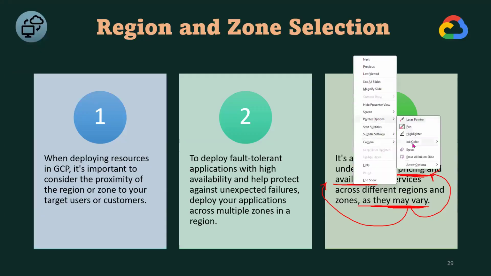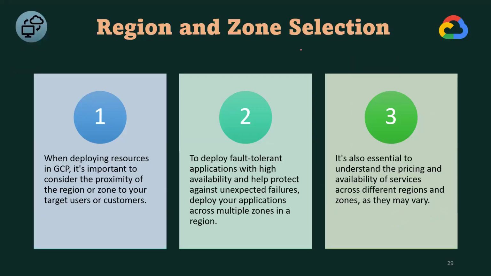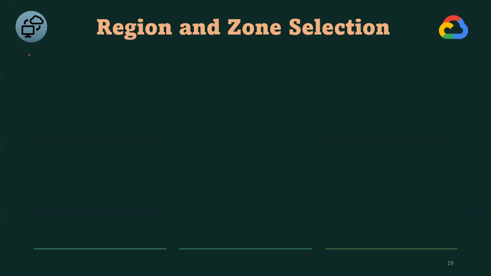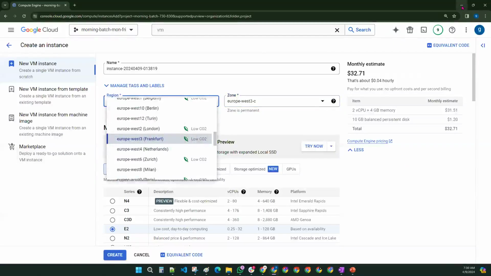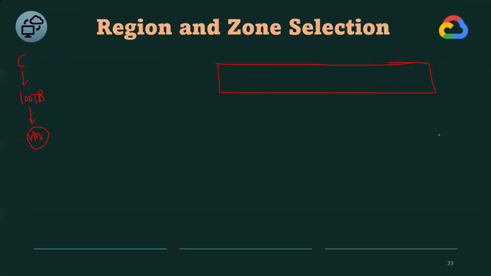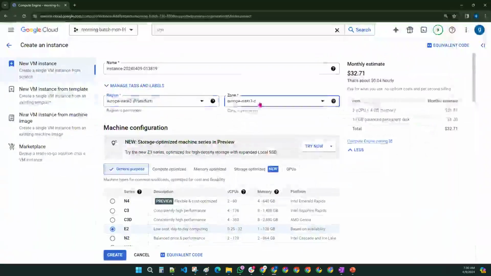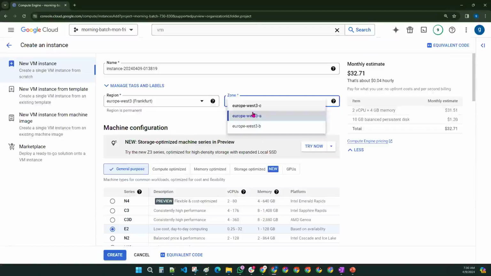So whenever you want to create any resources, again our famous example: your client came to you and gave you some 100 terabytes of data, and you wanted to store it in some VM. So what do you do? You come here, you select some region, and again you select some zone. Only one zone you can select here, right?